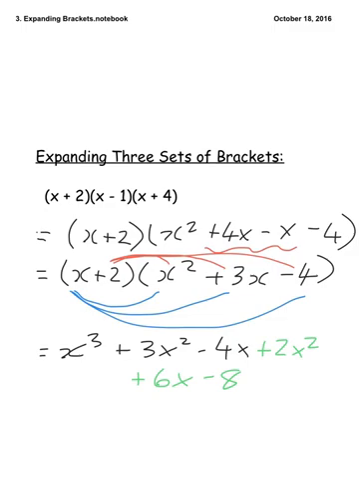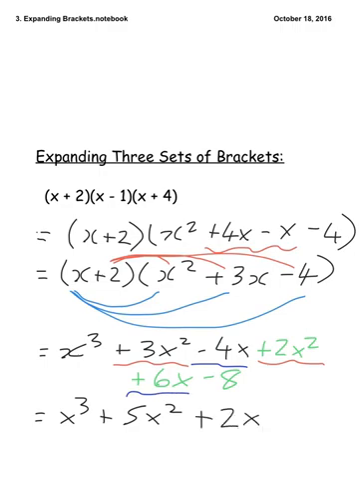The last step in this kind of question is to consolidate all your terms. We've only got one x cubed term, so I'm going to put that down at the start. We've got 3x squareds, and we've also got 2x squareds. So add those together and we get 5x squared. We have got minus 4x's, and we've also got plus 6x's, so that leaves us with plus 2x's at the end.